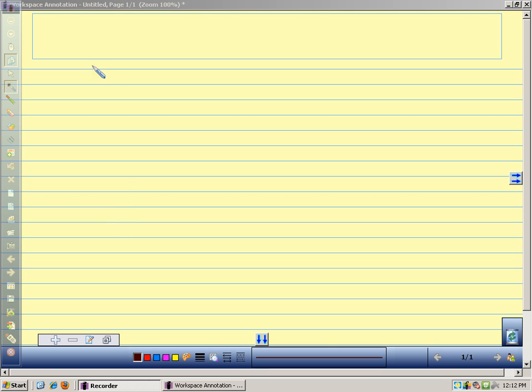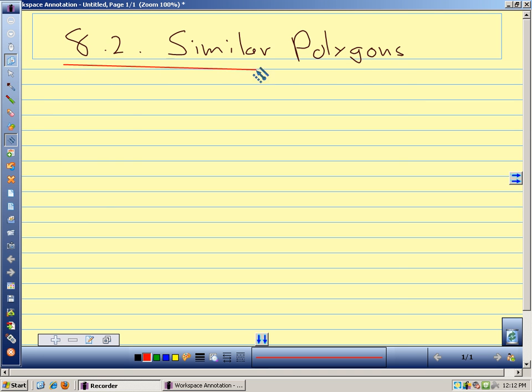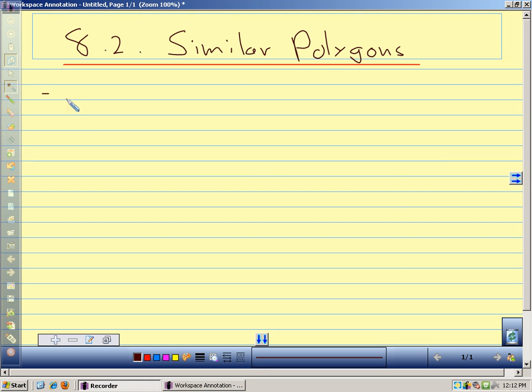All right, so we're in section 8.2, and we are talking about similar polygons. So let's remember, before we start talking about similarity, let's remember what a polygon is.